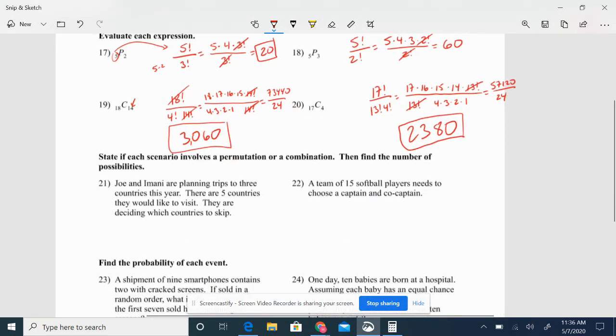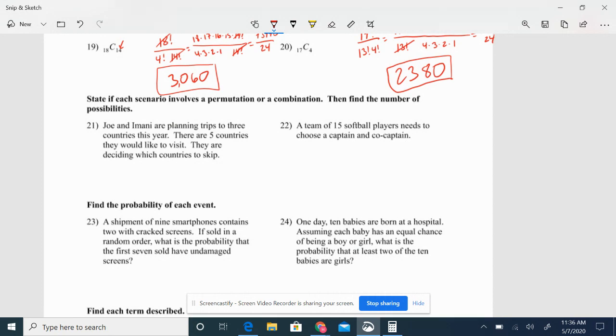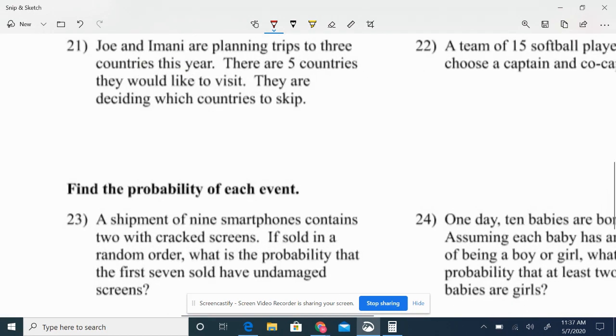All right, let's take a look at number 21. 21 and 22 says, state if each scenario involves a permutation or a combination. Permutations when order matters, combination is when it does not matter. Then find the number of possibilities. Joe and Imani are planning trips to 3 countries this year. There are 5 countries they would like to visit. They are deciding which countries to skip. All right, so from 5 countries, they're going to go to 3. I don't see anything about order. Basically, from 5 countries, they're going to choose 3. Remember, I said combination. Some people call it choose. So this is combination.